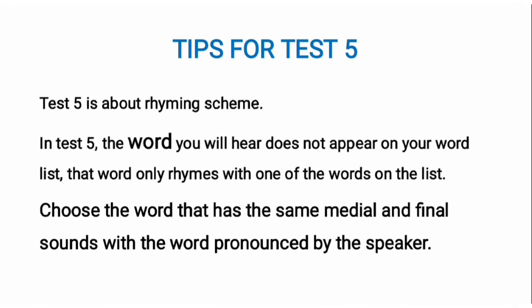Tips for Test 5. Test 5 is about rhyming scheme. In Test 5, the word you will hear does not appear on your word list. That word only rhymes with one of the words on the list. Choose the word that has the same medial and final sounds with the word pronounced by the speaker.